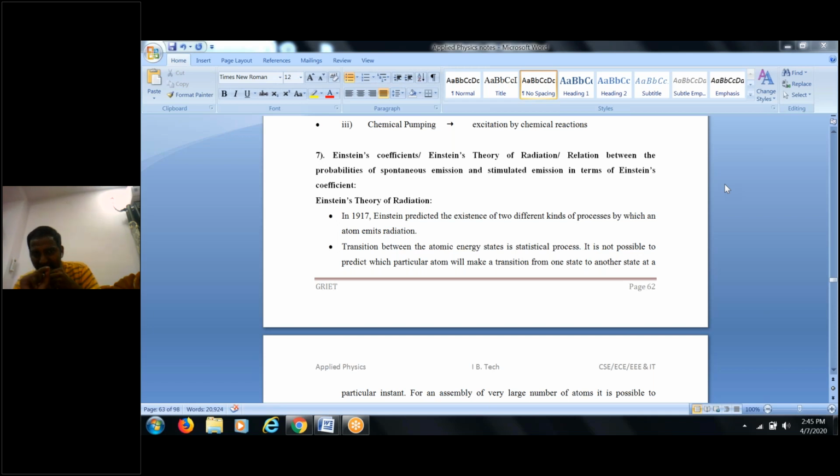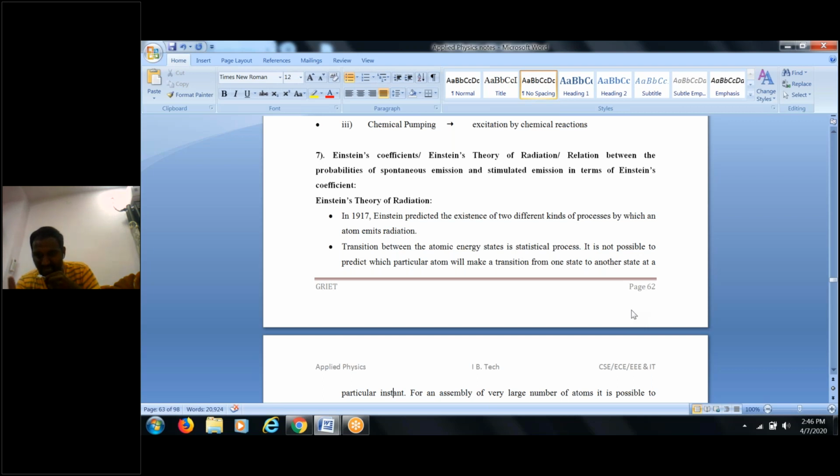Such a mathematical relation is known as Einstein's coefficients. And this theory is known as Einstein's theory of radiation. So this has two names: either Einstein's theory of radiation, or Einstein's coefficients. And surprisingly, probably you're all surprised by hearing this point. Observe, this Einstein's theory was predicted in the year 1917.